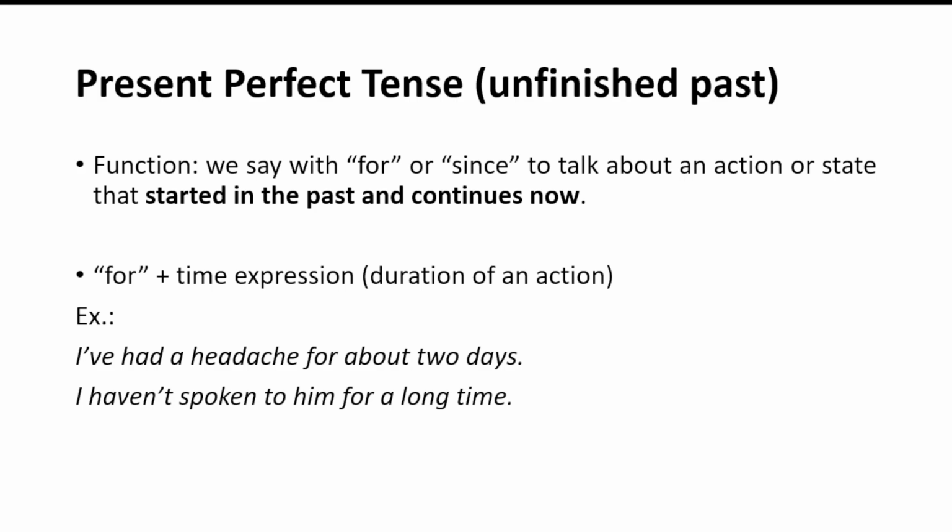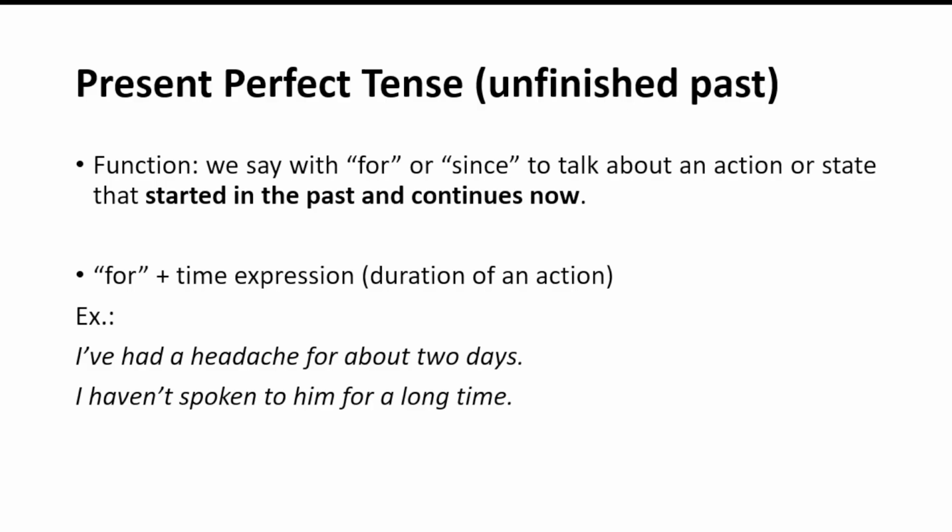Now, we talk about the present perfect tense for unfinished past. What's the function of this tense in English? We say with for or since to talk about an action or state that started in the past and continues now. So for, we say for with time expression, duration of an action. For example, let's look at some examples here. I've had a headache for about 2 days. So we say the preposition for, and the time expression in this case is about 2 days. This is the duration of an action in English.